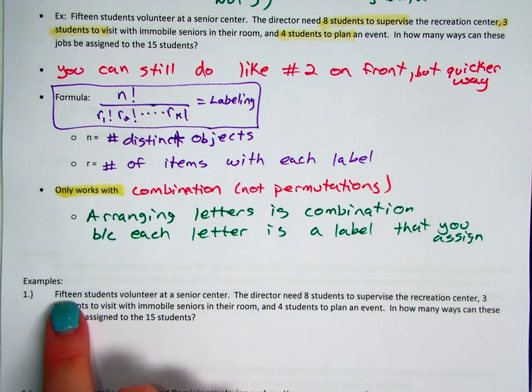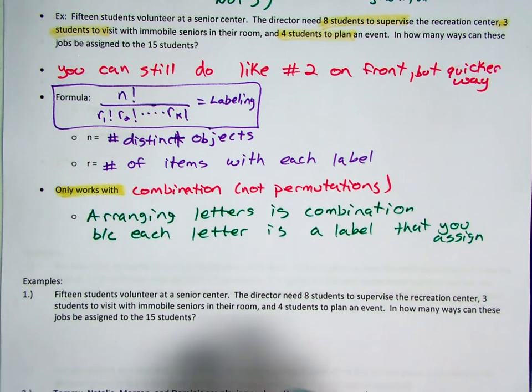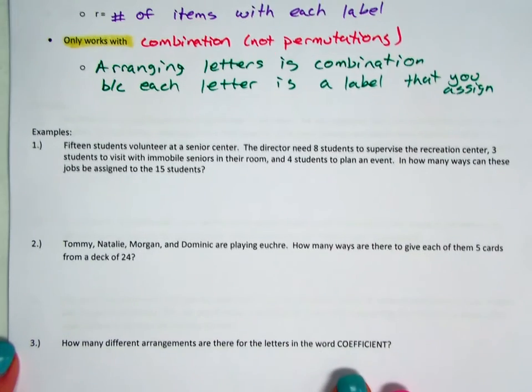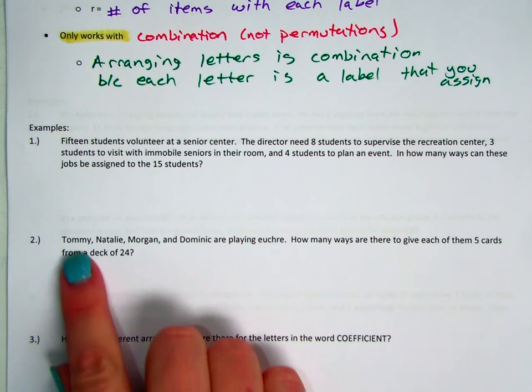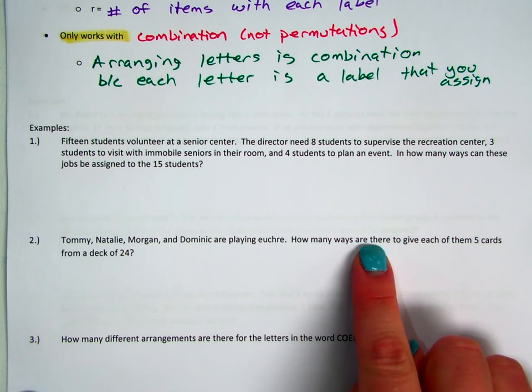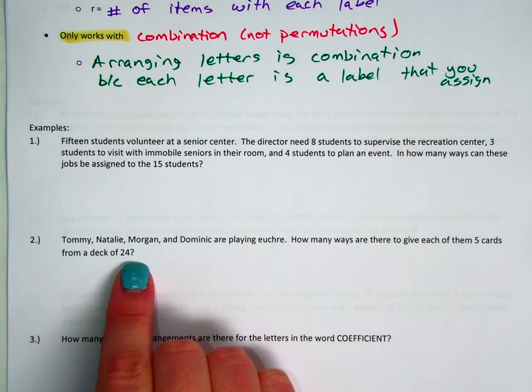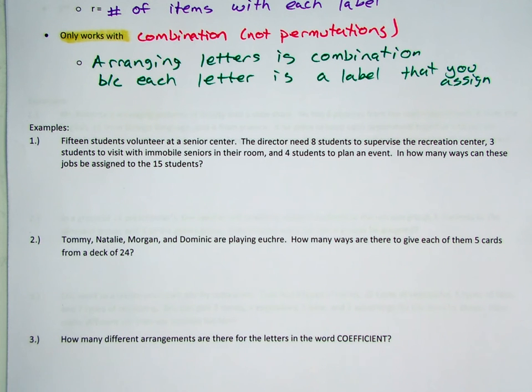So example 1 here. This is the same example from up here. So 15 students. I want you to do this one on your own, and we're going to do the other 2 together. So looking at number 2, Tommy, Natalie, Morgan, and Dominic are playing euchre. How many ways are there to give each of them 5 cards from a deck of 24?